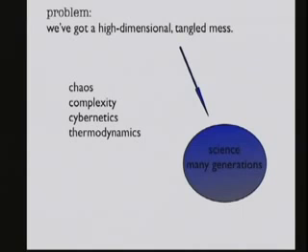When we did that, the sciences kind of jumped out. We're in the business of taking high-dimensional things like that network, the path of a message through that bit space, if you will. The sciences that were in the business of taking high-dimensional things and making them low-dimensional were chaos, complexity, cybernetics, and thermodynamics.